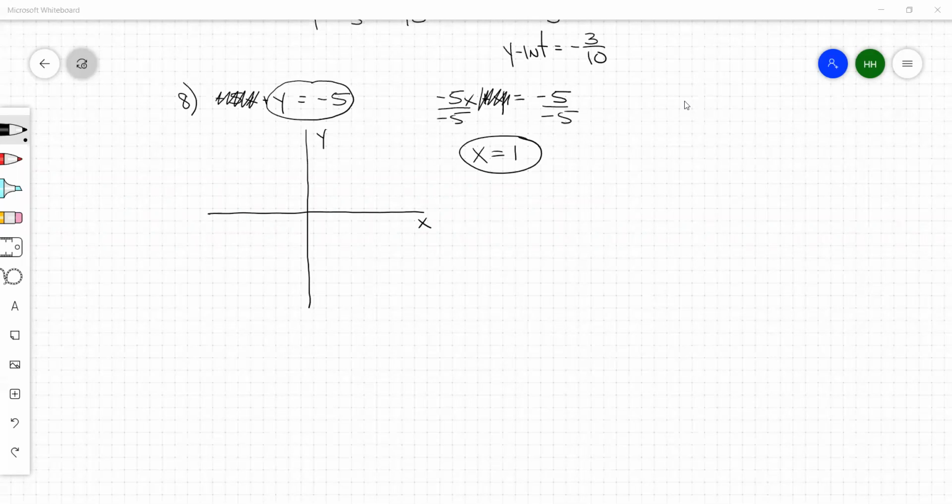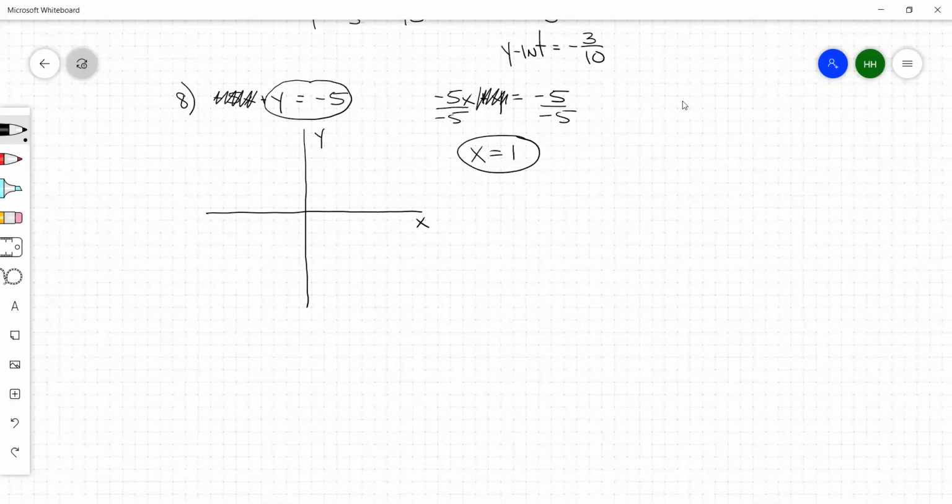All right. So here we go. We got to graph this thing now. This line is going to hit the x-axis at 1. So we put a point on 1, and it's going to hit the y-axis at -5. So down here at -5, it's going to hit the y. And then there's your graph.